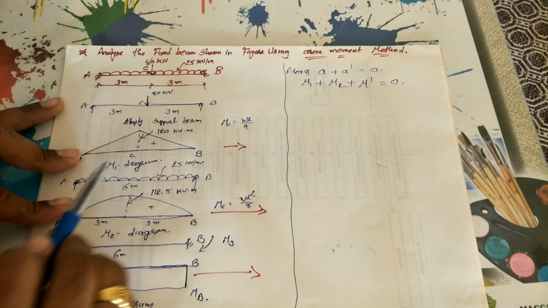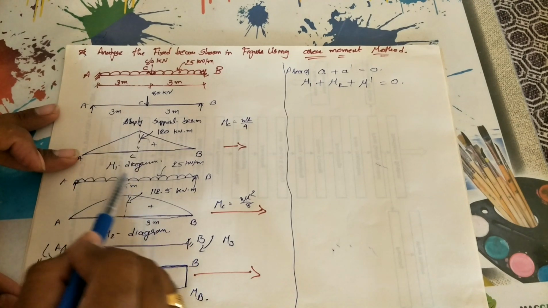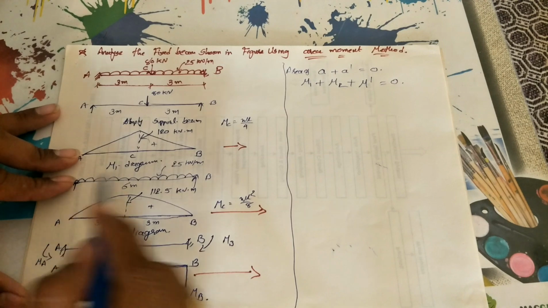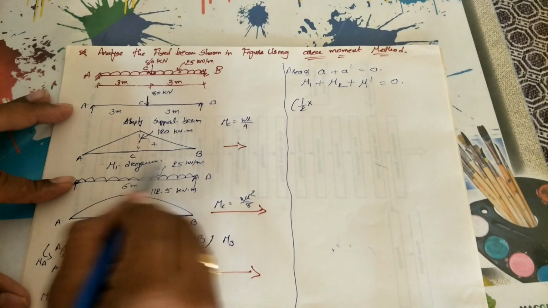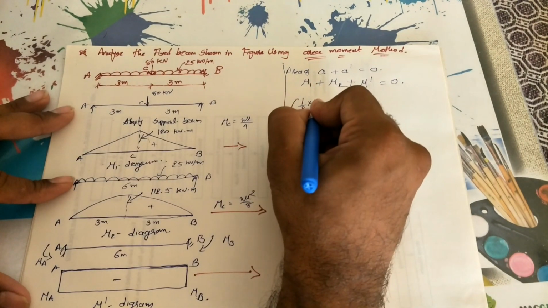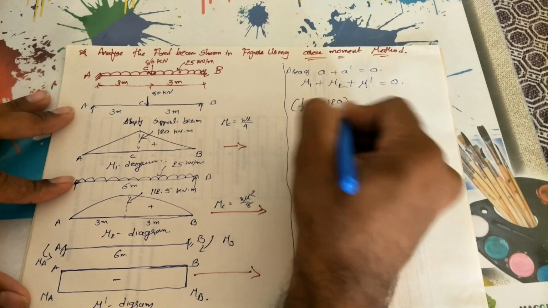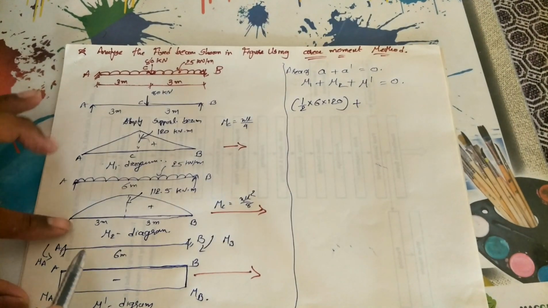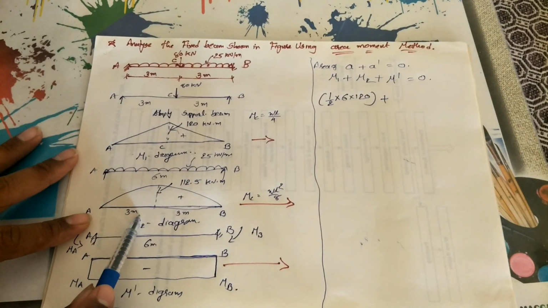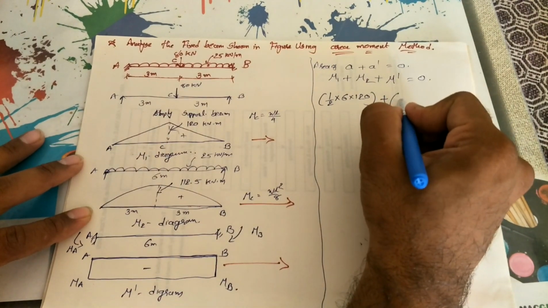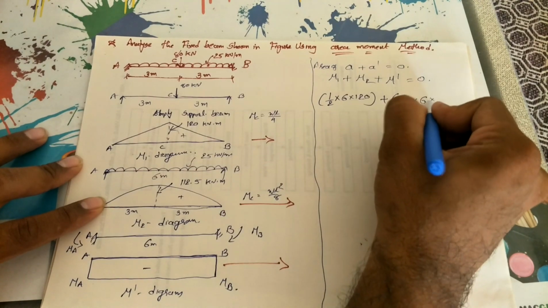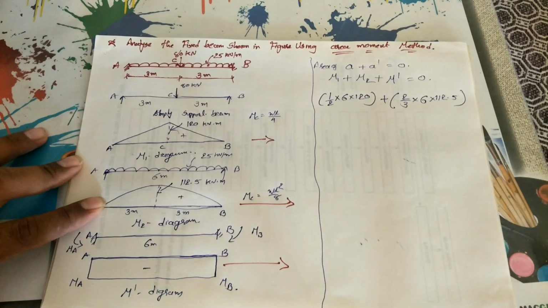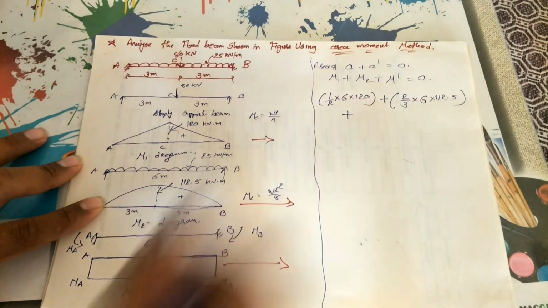What is the area of the first Mu diagram, this Mu1 diagram? That area is a triangle, so the area is 1/2 into base 6 into height 120. Plus the area of the Mu2 diagram: we know that for a parabola, area is 2/3 into base into height. So plus 2/3 into base 6 and height 112.5.